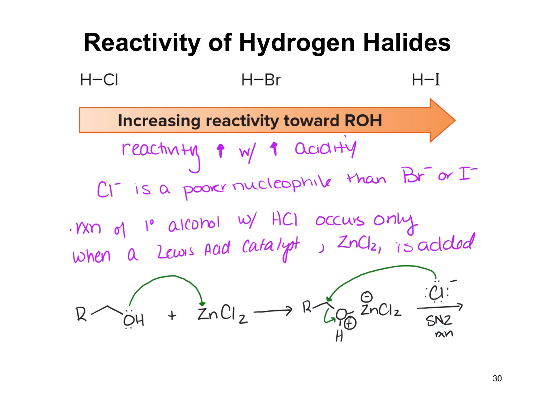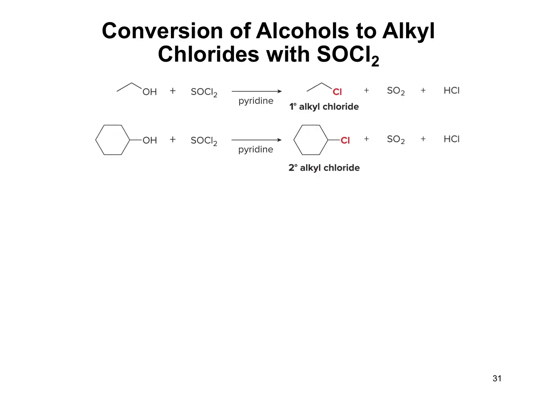So we end up with our alkyl halide, and then the leaving group here as well. Okay, but the alkyl halide is kind of the star of this reaction. Now, another way to convert alcohols to alkyl halides is by using thionyl chloride.